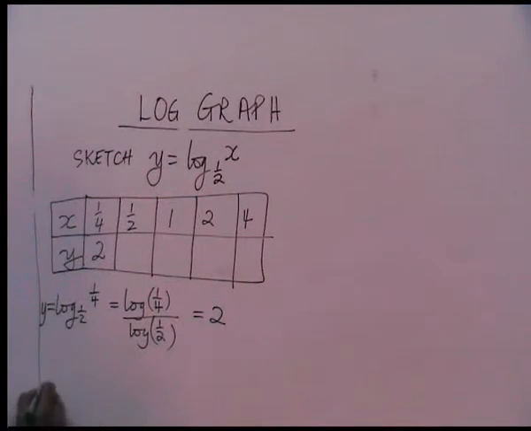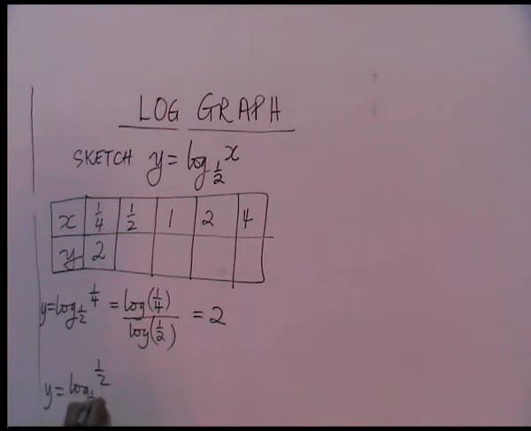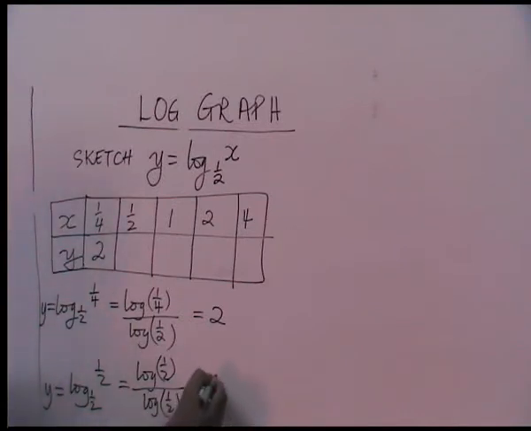The next one will be y is equal to log of half to the base half. You change the base here, it will become log of half over log of half. And when you put that into the calculator, you get the answer 1. So you'll get 1, and then you'll get log of 1, y is equal to log of 1 to the base half. Put that in the calculator, after changing base, you'll get 0. So you get 0.